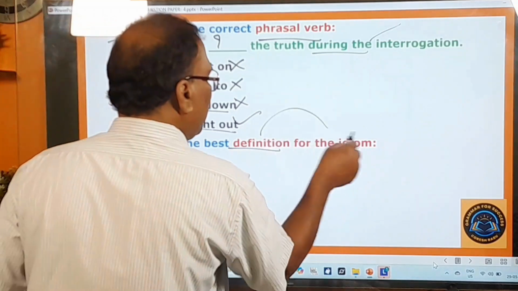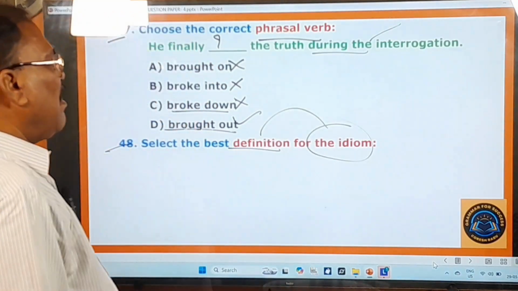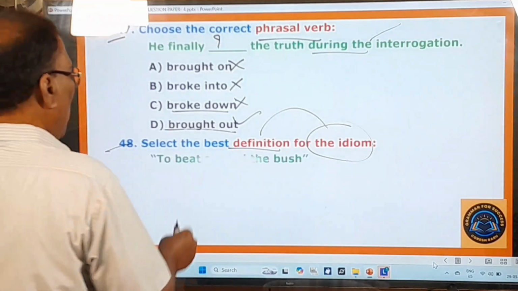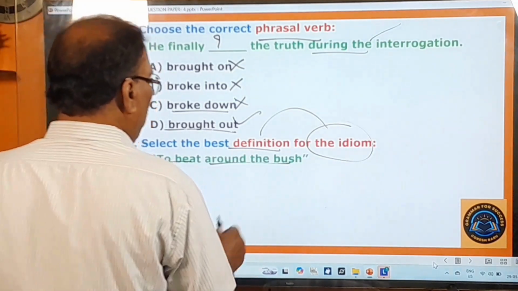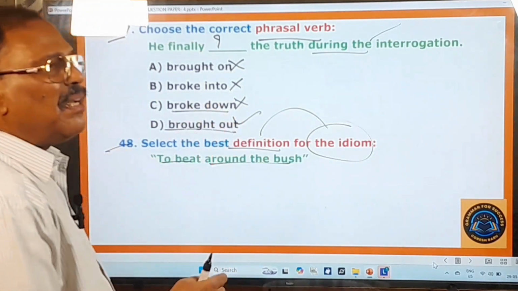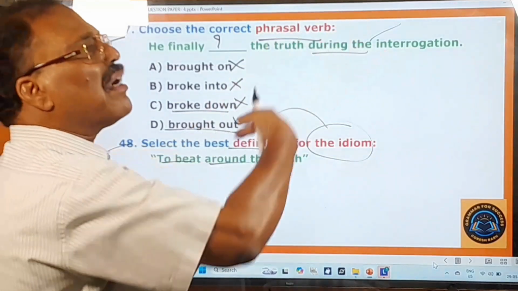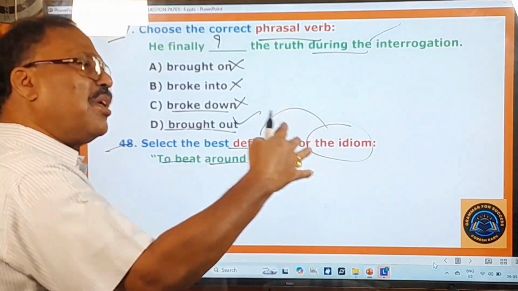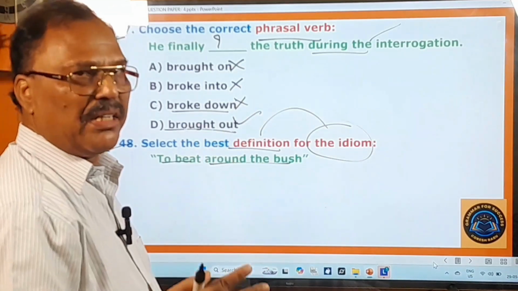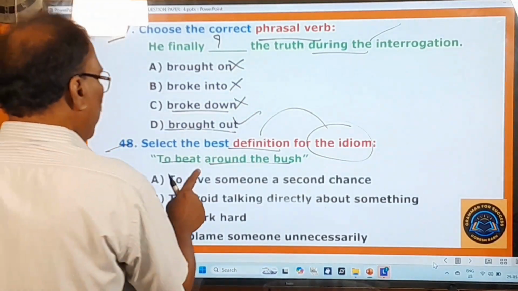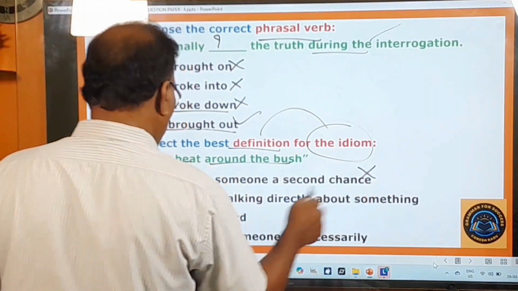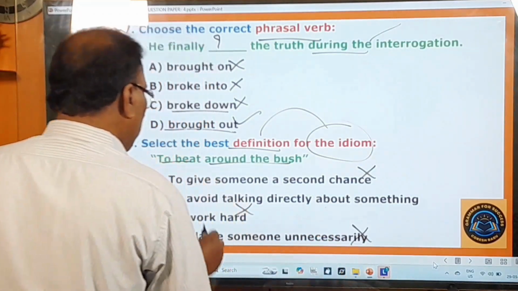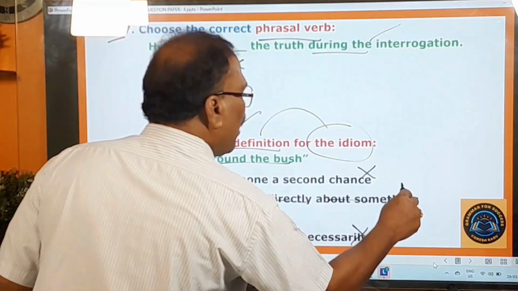Select the best definition for the idiom. So what is the meaning of the definition? Means meaning for the idiom. Here you pay attention. To beat around the bush. To beat around the bush means, in Telugu, donka tiruguduga matladadam. To beat around the bush. To beat about the bush, to beat around the bush, both are one and the same. Here you pay attention. To give someone a second chance, no. To work hard, no. To blame someone unnecessarily, no. But to avoid talking directly about something.